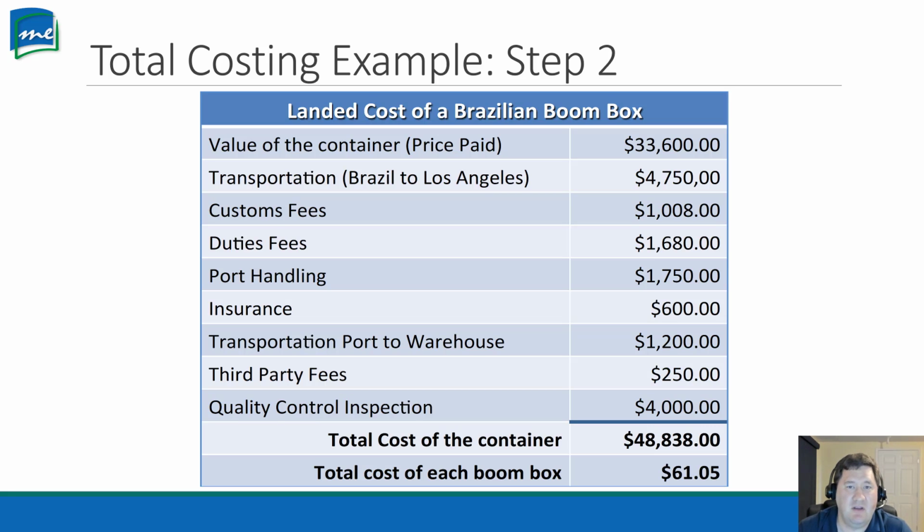And then you're going to have a third party palletize it and make sure it's there. That's going to be $250. Remember, that was $25 per pallet, and there are 10 pallets. And then we have quality control and inspection, $4,000. Remember, that was $5 a unit. So what does that come out to? The total cost of the container, the total landed cost, is $48,838. So each boombox costs $61.05.